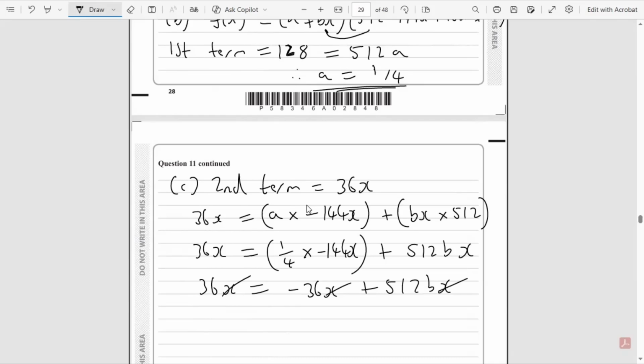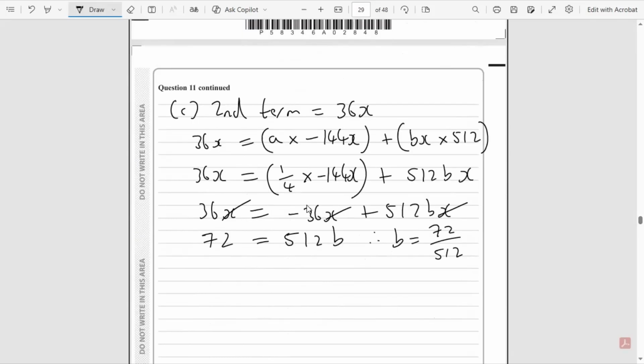So if we add the 36 on the right side over to the left side, 36 plus 36 is 72, and that's equal to 512b. So clearly b must be 72 over 512, and on my calculator, 72 divided by 512 is 9 over 64 simplified. So therefore b is equal to 9 over 64, and that's our answer to part C.